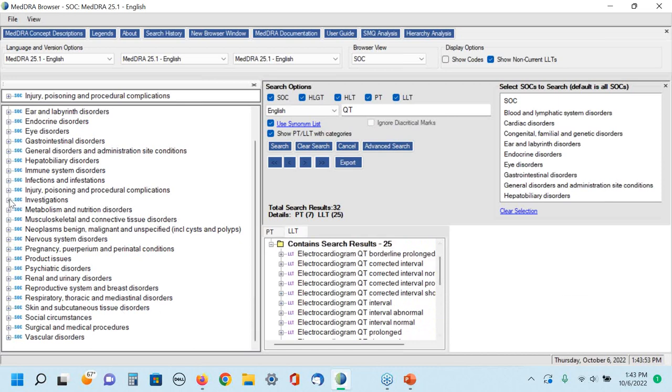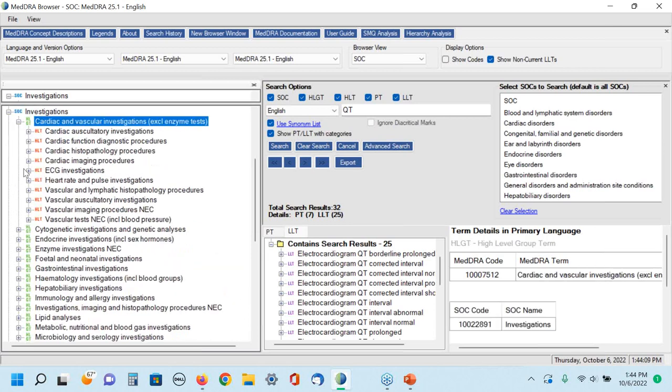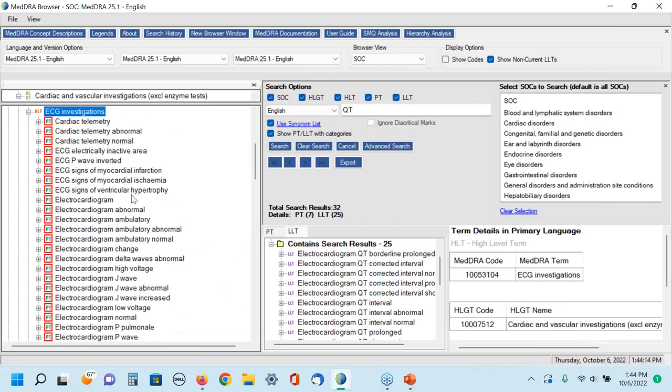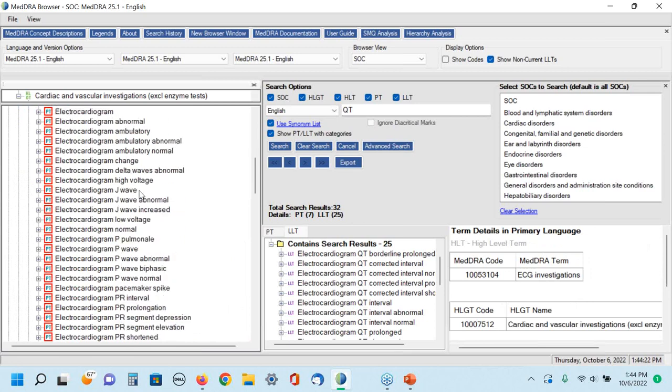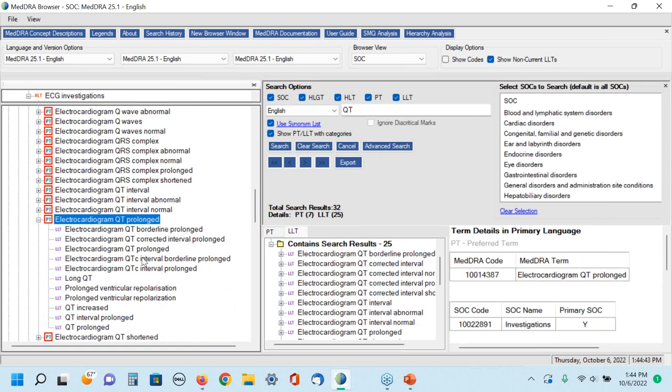The other way, though, if we want to do this top-down, is to open up the investigation SOC and begin looking at places where we can find information. How about looking at the HLGT for cardiac and vascular investigations, and then the HLT for ECG investigations? Once we get into that particular HLT, we see a series of PTs here, including one which is electrocardiogram QT prolonged, which is right here. And when I click on that to see what the available LLTs are, I arrive at one that says electrocardiogram QTC interval prolonged. So this one was top down.